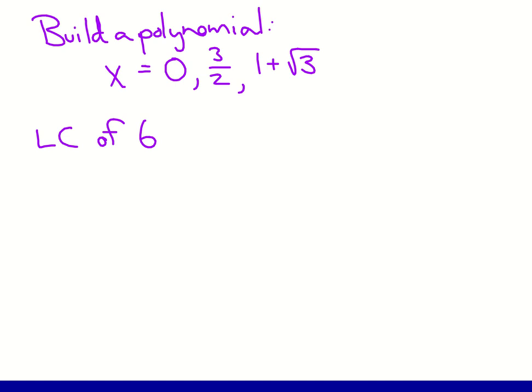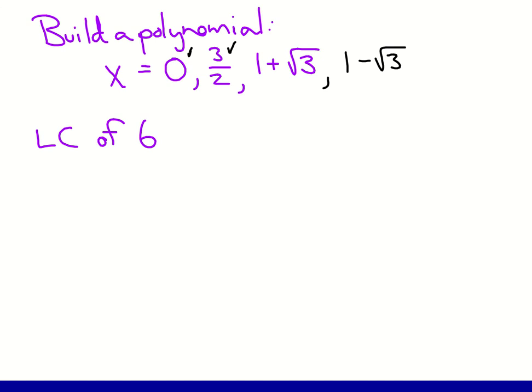By the irrational conjugates theorem, I can look at these zeros and say, well, this one's rational, so that's fine. This one's rational, so that's fine. But 1 plus root 3 is irrational, which means it must come with its conjugate, 1 minus root 3. So I'm going to add that to my list. Then I can see 4 linear factors, so this is going to be a 4th degree polynomial, and I can start writing it out.